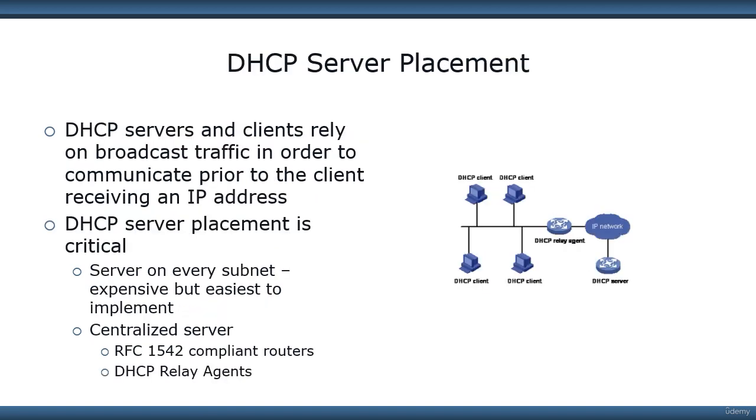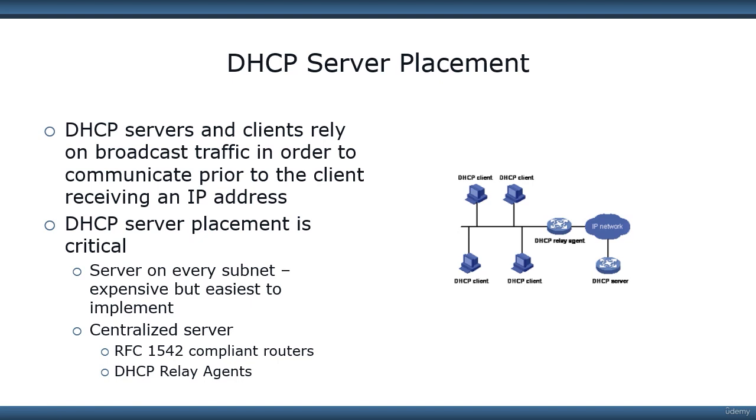DHCP servers and clients both rely on broadcast traffic in order to communicate, because prior to having an IP address, the only thing you have is a MAC address. And so you really can't take part in unicast traffic that requires a layer 3 protocol address. So they'll just communicate with broadcast, but that means that DHCP server and client by default have to exist within the same broadcast domain. And what creates broadcast domains? Well, layer 3 devices. Typically routers, but could also be the layer 3 switch and VLANs that would not allow broadcast to go across subnet boundaries.